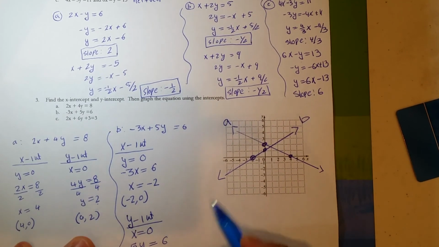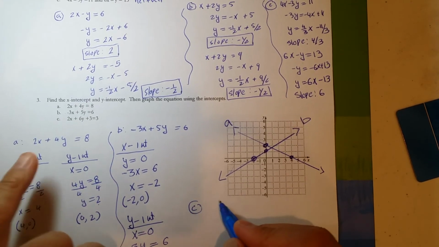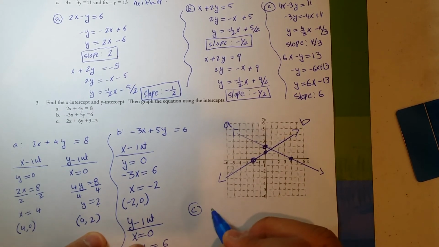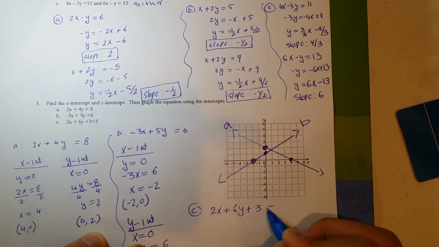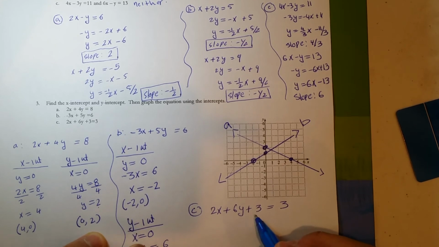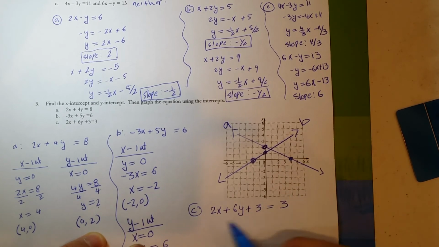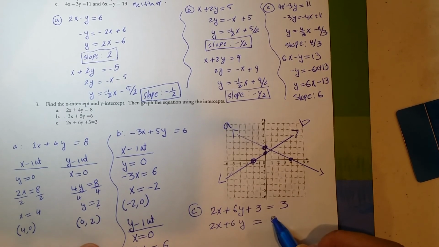And then let's do the last one, which is C. So part C. Notice part C is 2x plus 6y plus 3 equals 3. So we're going to go ahead and subtract 3 first. The reason why we subtract 3 first is because we want to simplify the numbers a little bit. So subtract 3 first, and that should give you that.